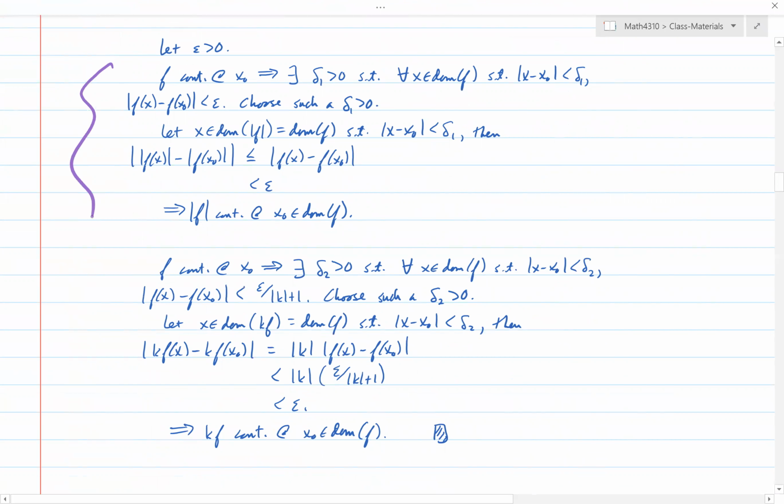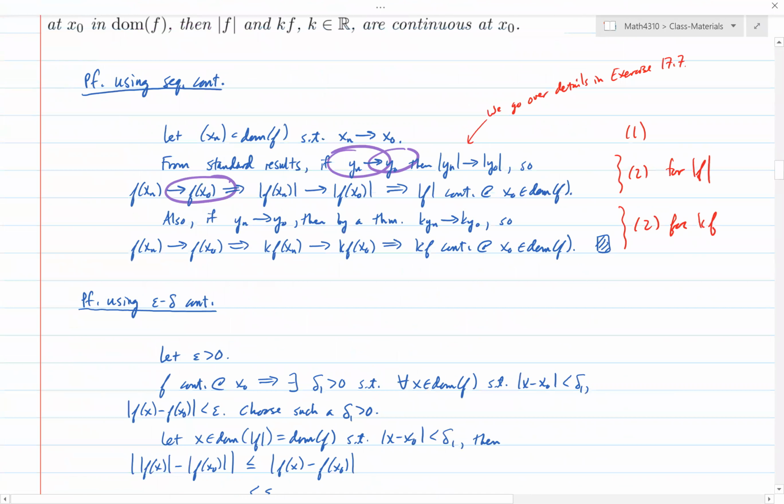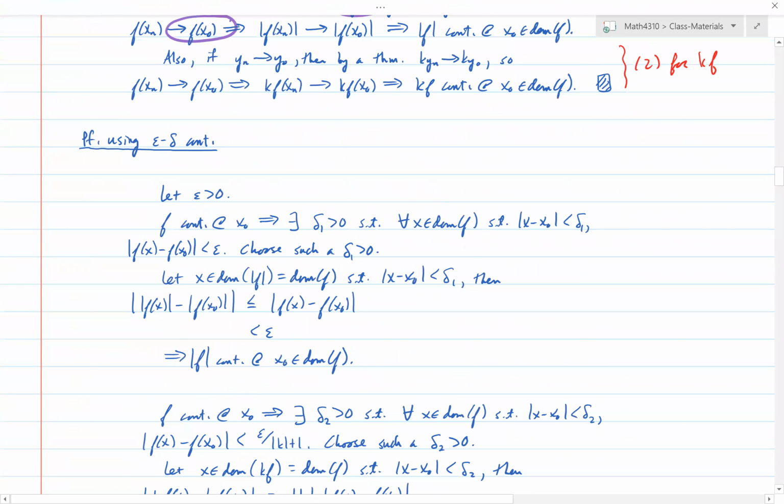So this is the proof of the absolute value of f being continuous, and this is the proof of kf being continuous, which is quite a bit longer than this sequential continuity proof.